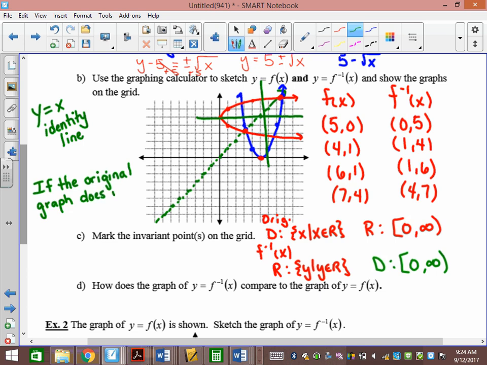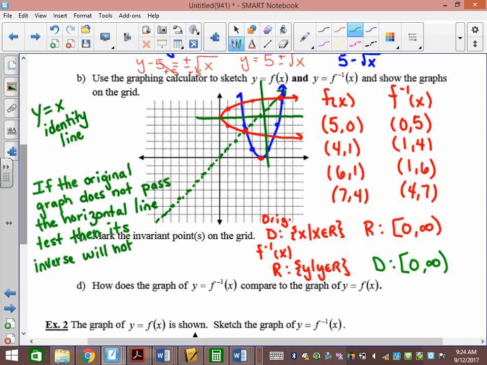if the original graph does not pass the horizontal line test, then its inverse will not pass the vertical line test, and will not be a function.